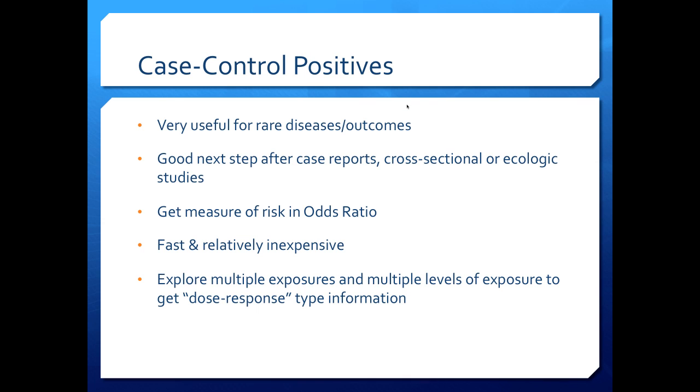The advantages of a case control study are that they are very good for rare outcomes and diseases. It's a good second step after a case report or cross-sectional study. Unlike earlier studies, you get a measure of risk. They tend to be fast and relatively inexpensive. You can still explore multiple exposures and even multiple levels of exposure to get a dose-response type relationship, which you can put towards a hypothesis of causality.